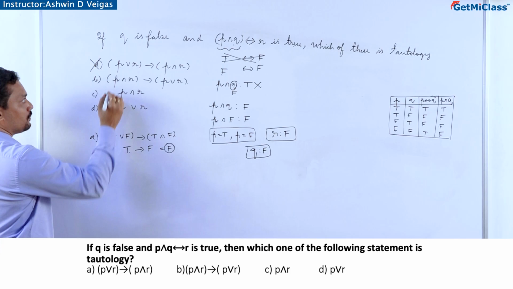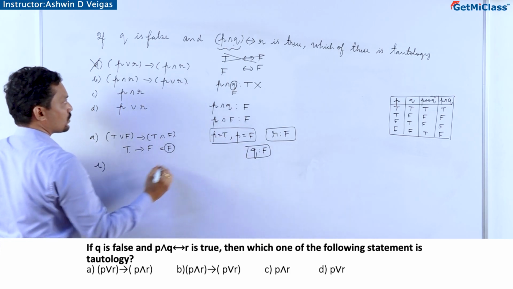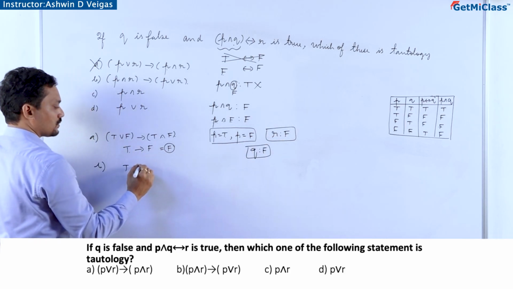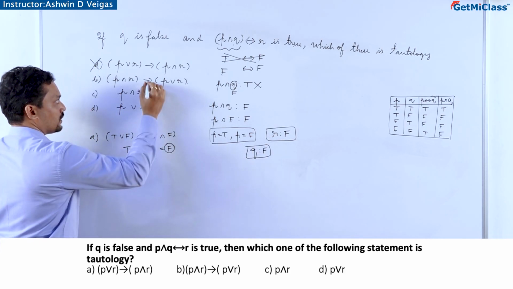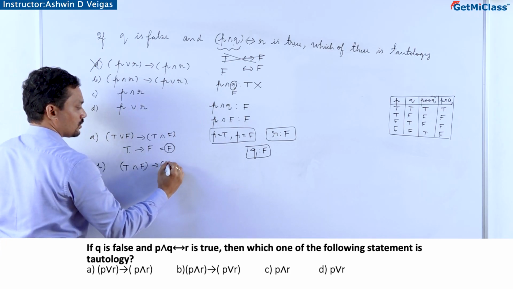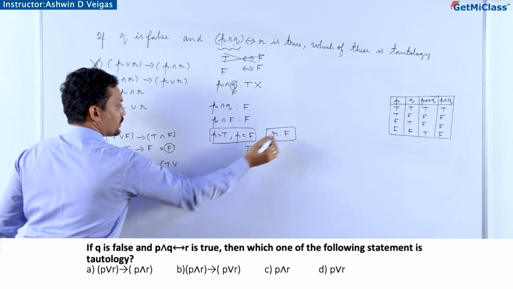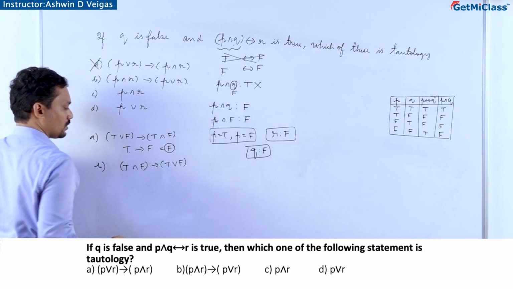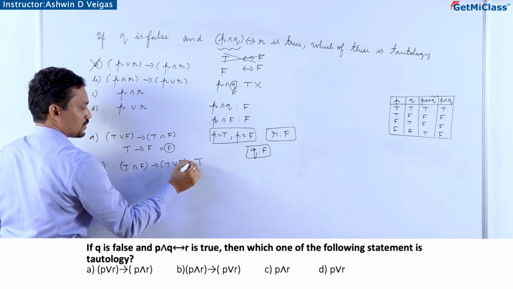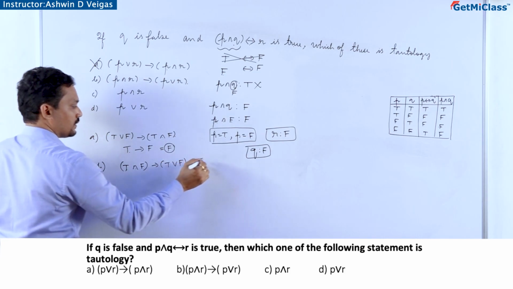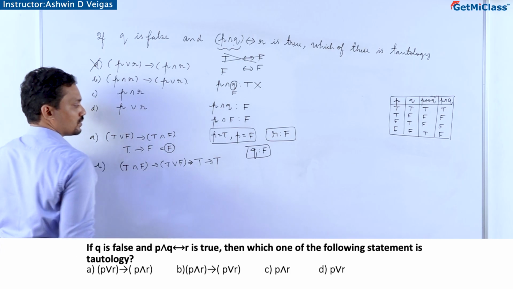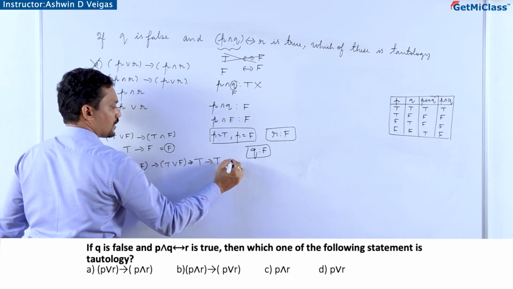Now, we will go to option B. First, we will take P as true. So, true and R, R is false, then again P, that is true, or R, R is false. So, this is true and false, that is false, then true or false, that is true. So, true then true comes out to be true.